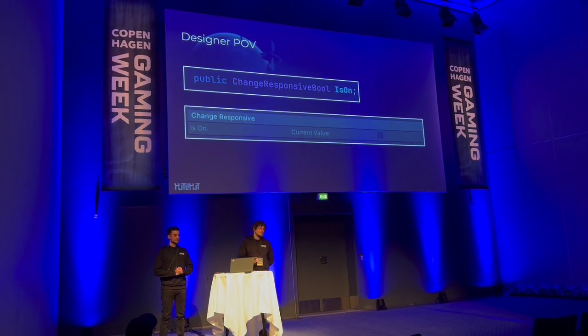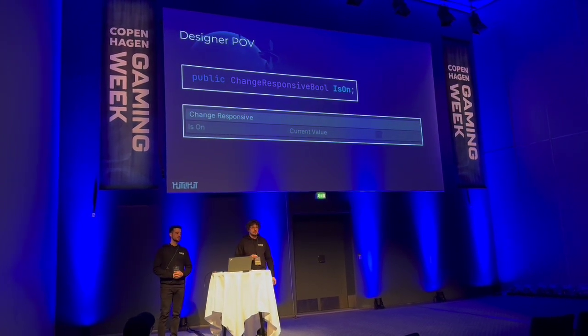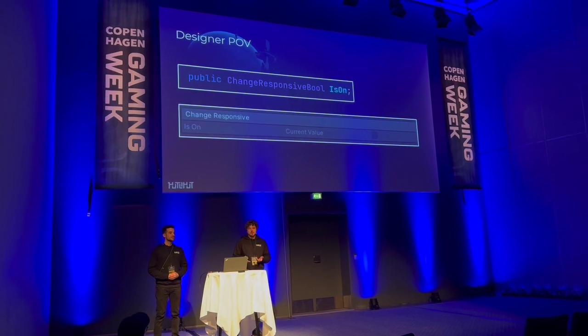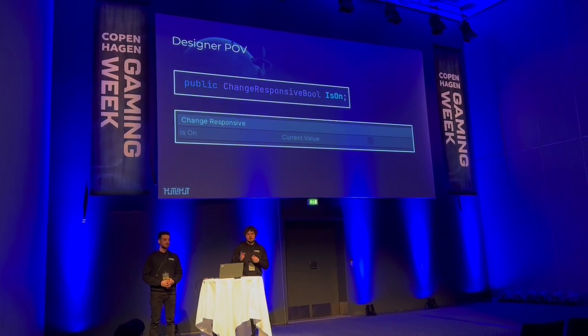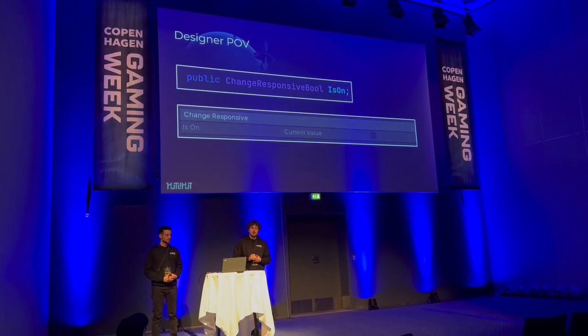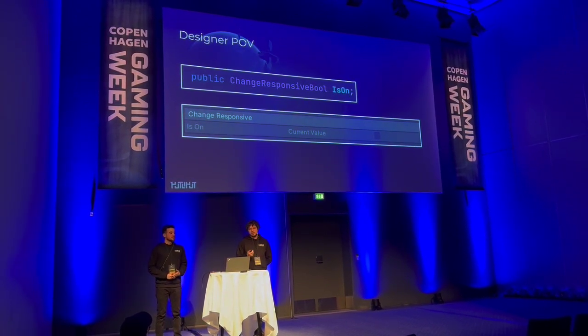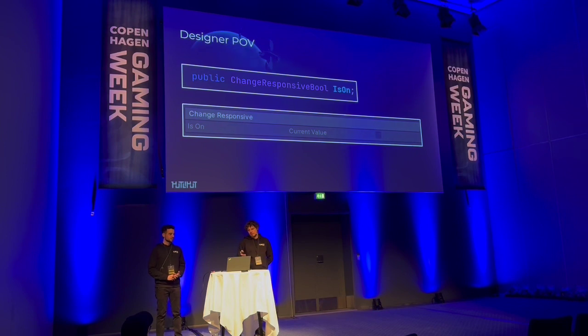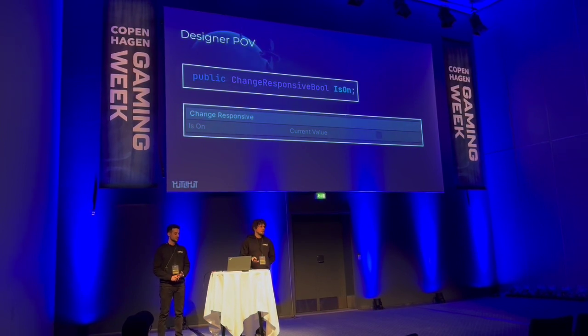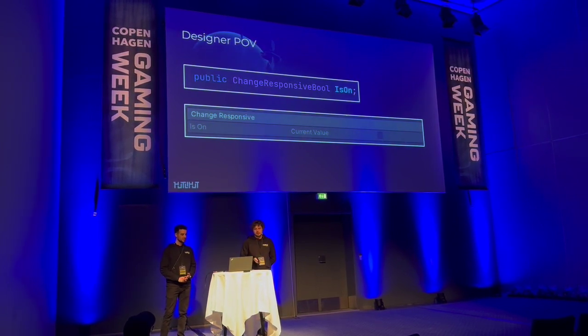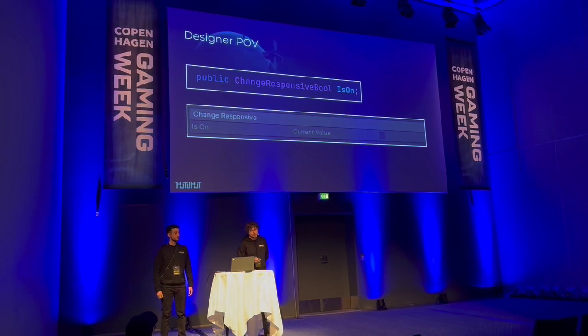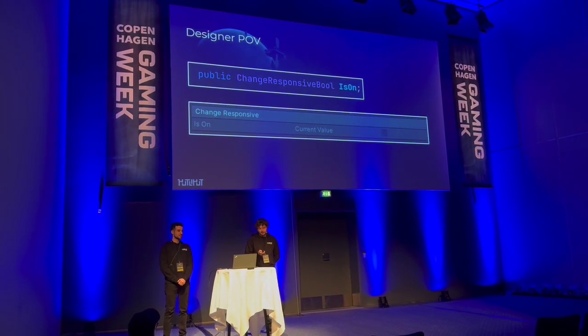And from the designer's point of view, what they end up with is something we call a change responsive variable that we wrap around a Boolean, integer, or whatever other type that they can simply declare within their code base. Then in the editor, you'll see, for example, if something is on, and you can try the current value and whatnot. But this, of course, is only the actual data part of it.